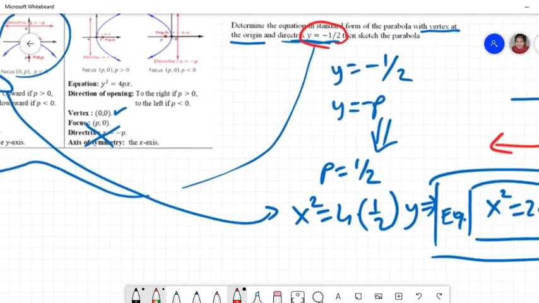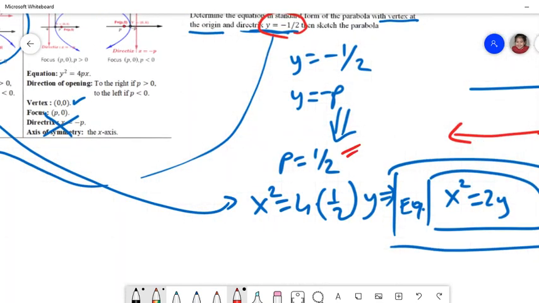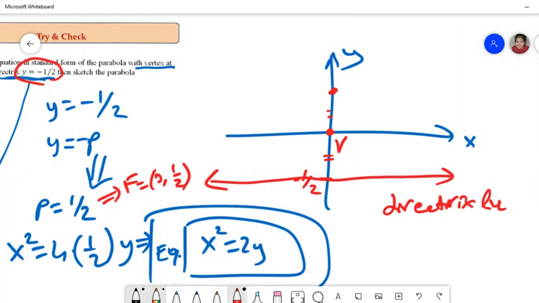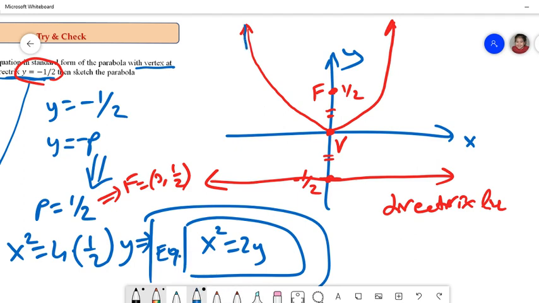The focus is definitely (0, p). So you can say this focus is (0, 1/2). Or you can think this way: the directrix intersects the y-axis here, so the focus has to be at the same distance from the vertex, so the focus will be this one. And now it will pass through the vertex, so the parabola has to be something like this. So our parabola will be this one, x squared equal to 2y.